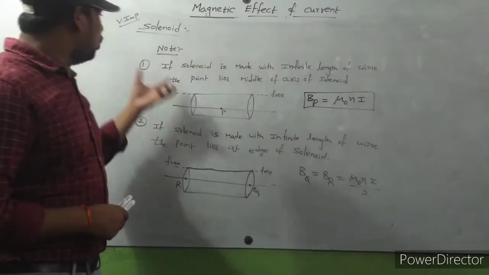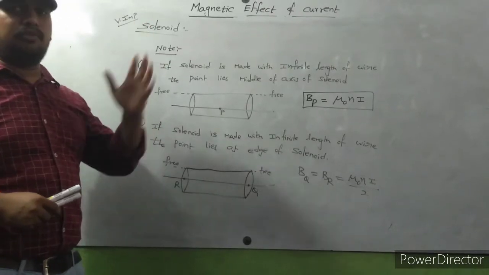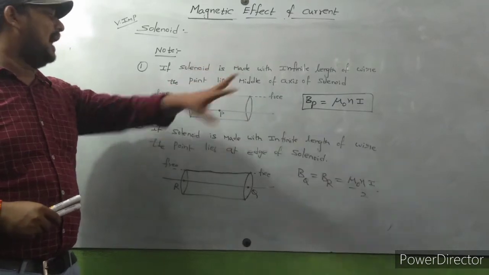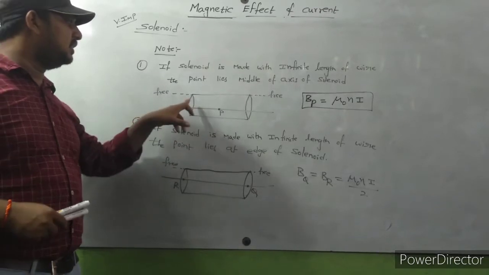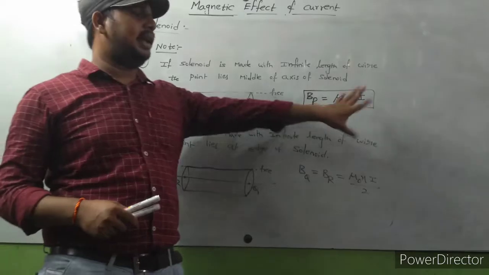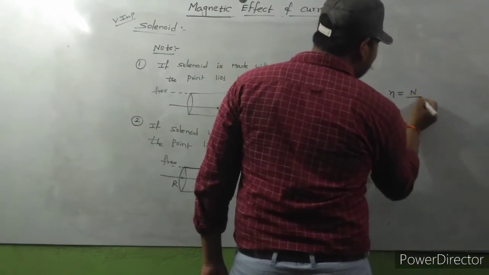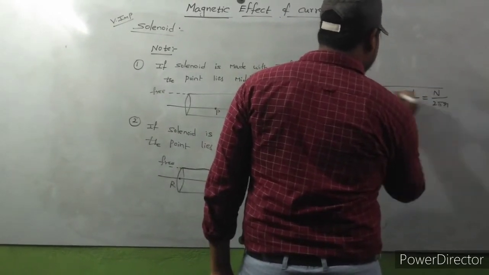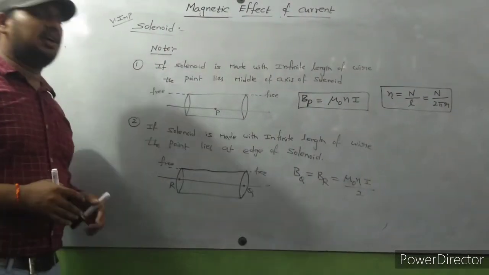Note point 1. If the solenoid is made with infinite length of wire, and the point lies at the middle of the axis of the solenoid, then the magnetic field at this point P is equal to mu naught n i. Here small n means the number of turns per unit length, which is equal to capital N by 2 pi r, where r is the radius of the solenoid.